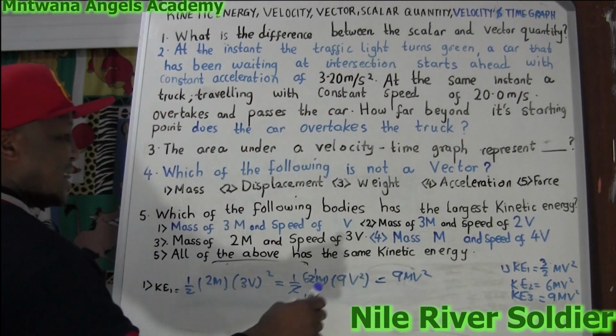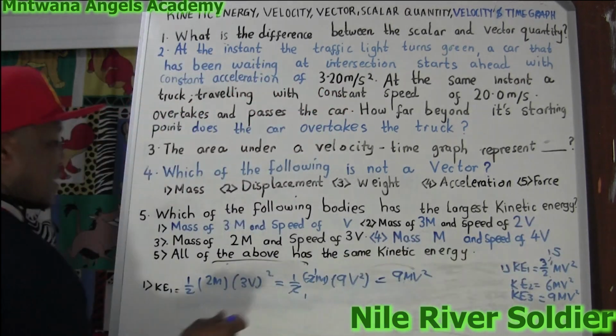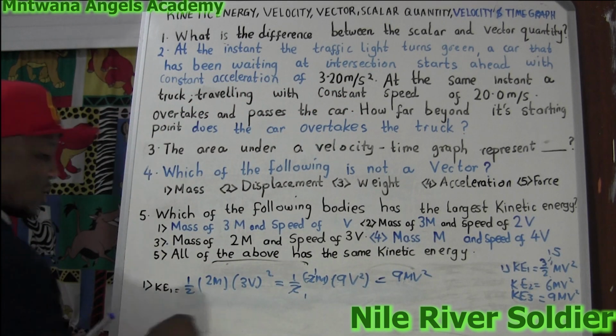So option 3 is leading, because 3 over 2 is 1.5. So option 3 so far is leading. Now let's go for number 4.